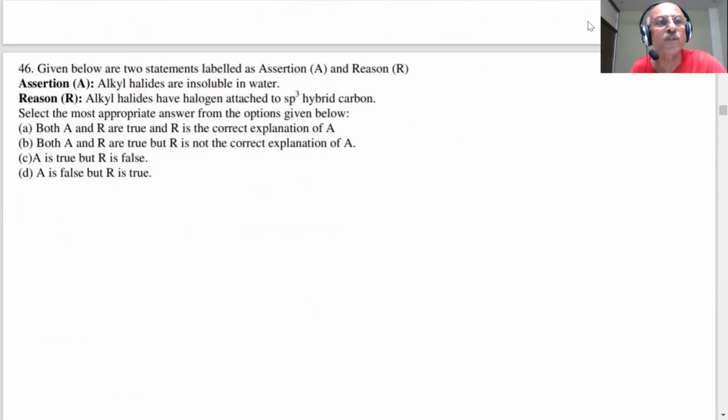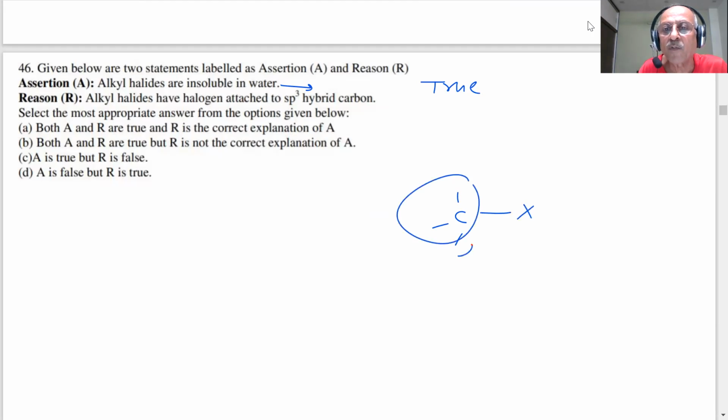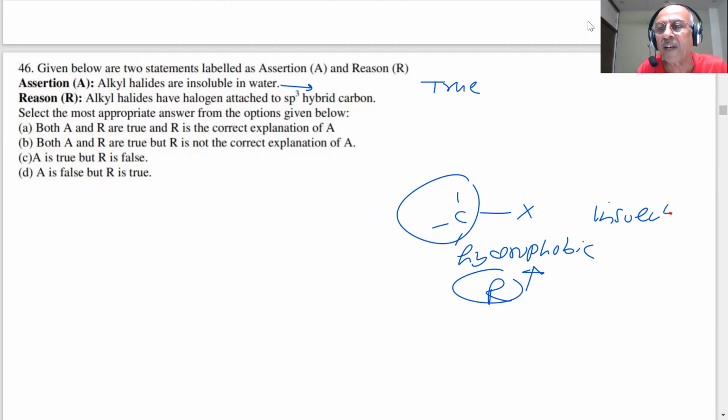Let us move to the second question, 46. Given below are two statements labeled as assertion and reason. Assertion: alkyl halides are insoluble in water. First, you find out whether the assertion is true. The answer is yes. Why? You know alkyl halide, student, has a hydrophobic group R. Therefore, you know that they are insoluble in water. They do not have energy to break the hydrogen bonds of water.